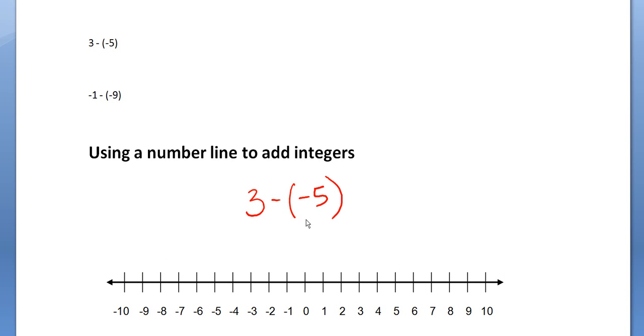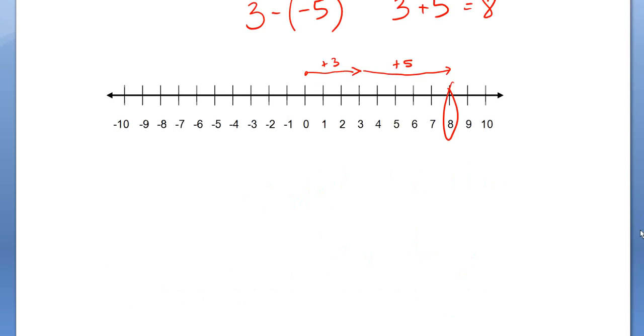One last example for you. 3 subtract a negative 5. We would rewrite this as 3 add 5. Again, start at 0, I'd move 3 in the positive direction, and then I'd move 5 more units in the positive direction, giving me a final answer right there of 8. And that is adding on a number line.